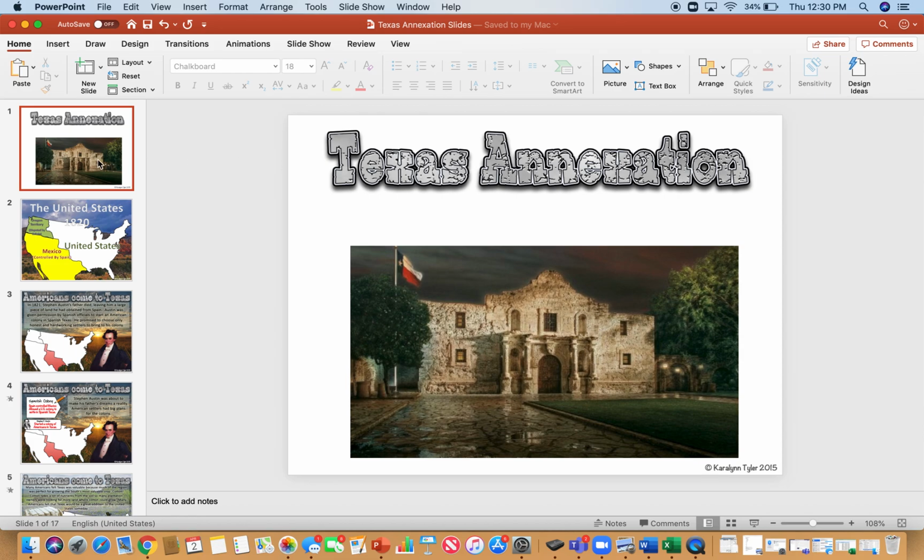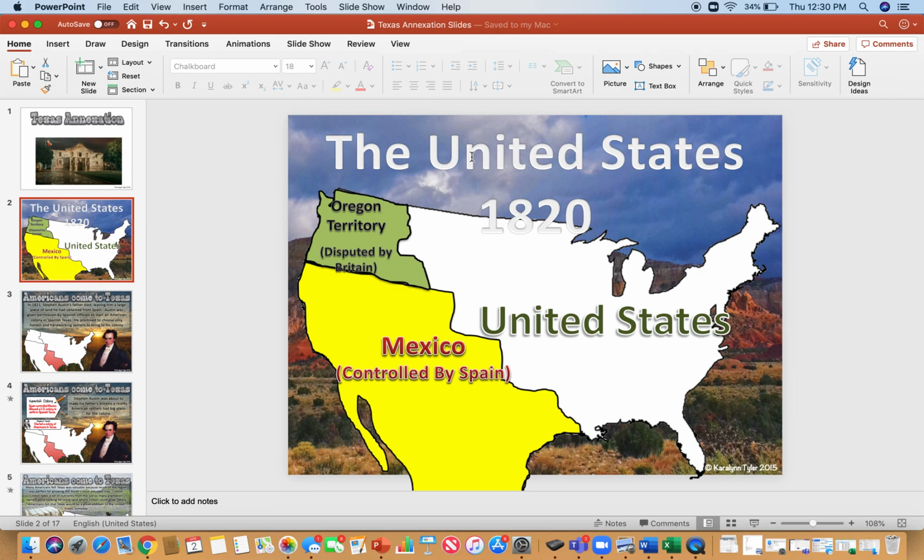All right, so this should be familiar to all of you, but I'm just going to go through it real quick. So this was the United States in 1820, right? And as you all know, the United States in history was not the size it is right now. So at this point in history, in 1820, all of this territory was the United States, and this was Mexico's territory, which was controlled by Spain before Mexico got their independence from Spain. And this was Oregon territory, which is disputed by Britain. So only this land right here in white really belongs to the United States.